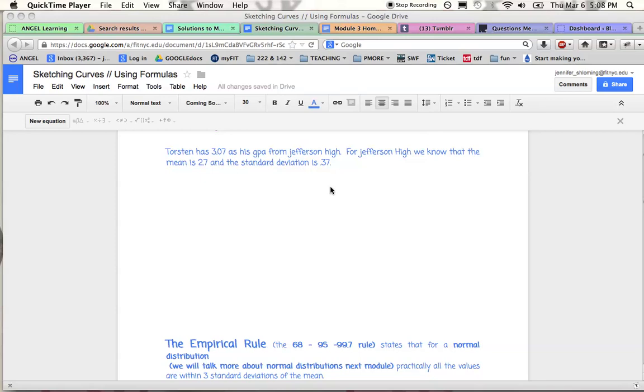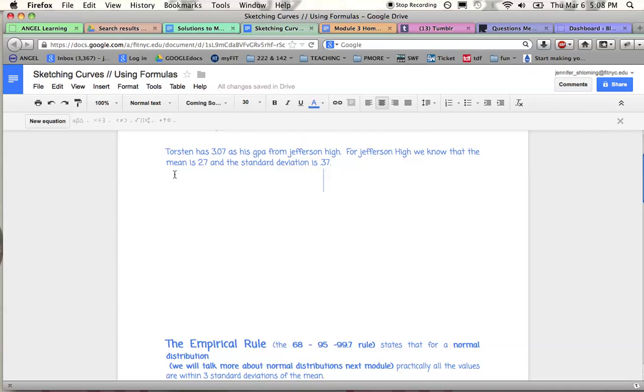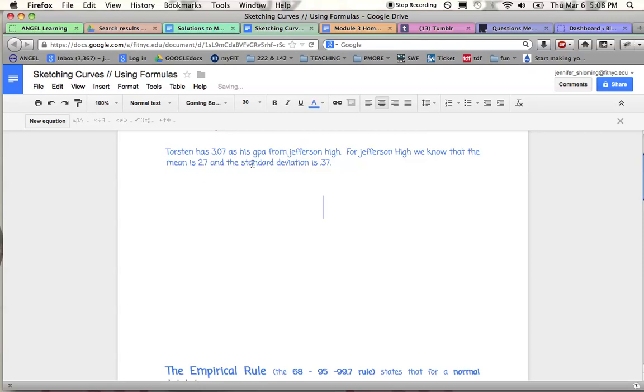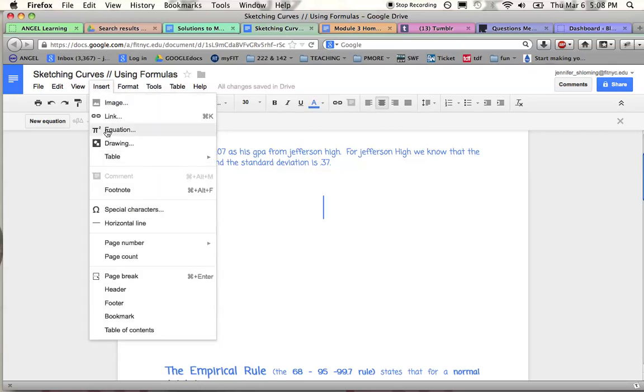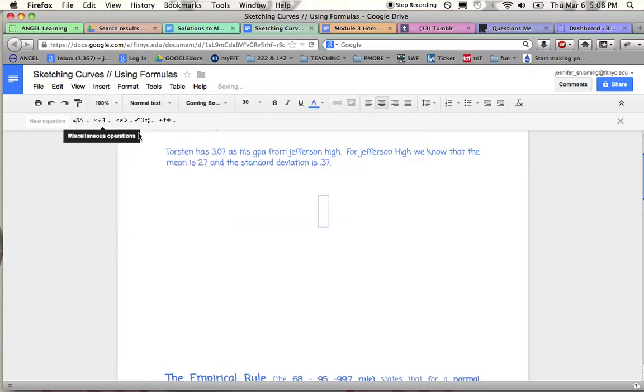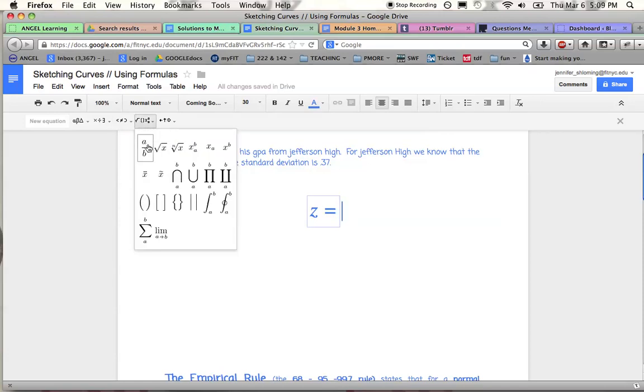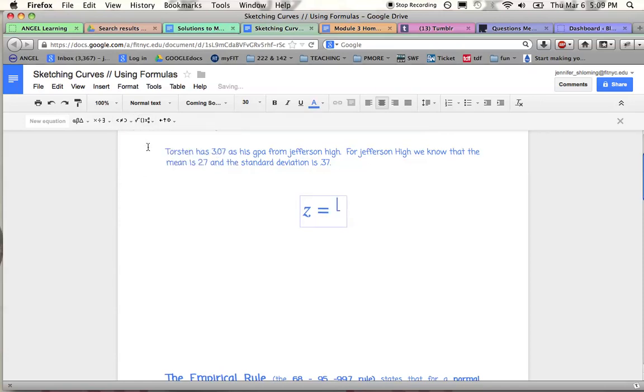Okay, so let's help you with the last problem and also show you how to use formulas and sketch curves. So we want to find the z-score for Torsten. Insert equation and write z equals. Now we want a fraction. If you hover, it'll show you what we want. So we want math operations, fraction.